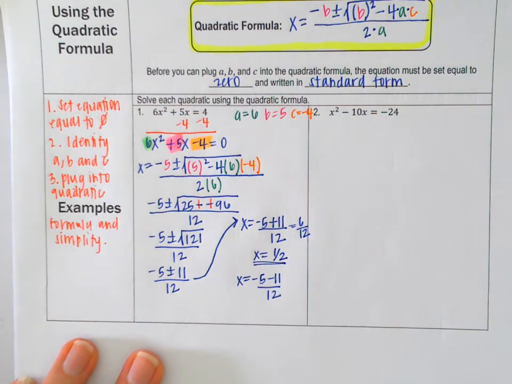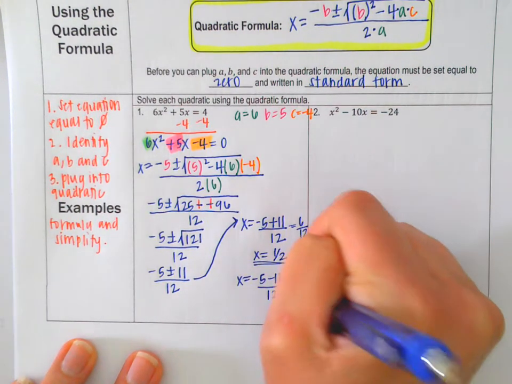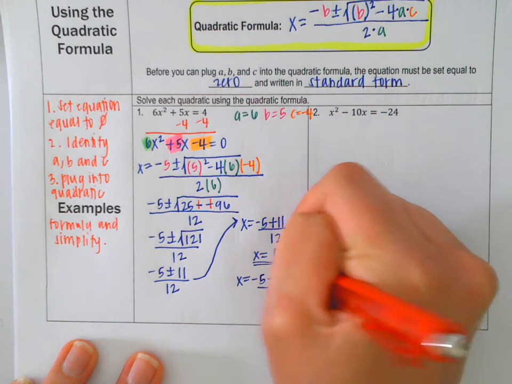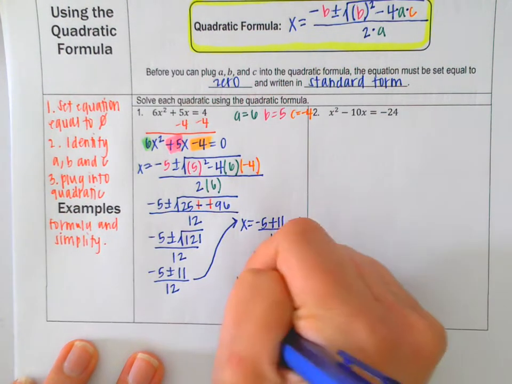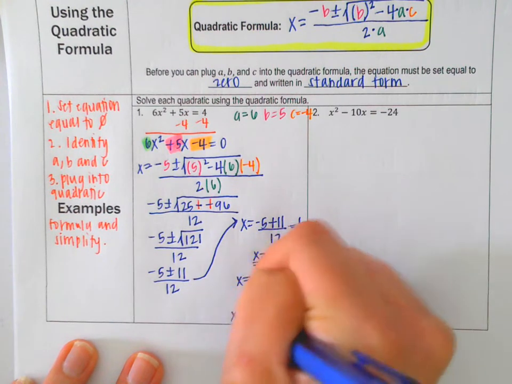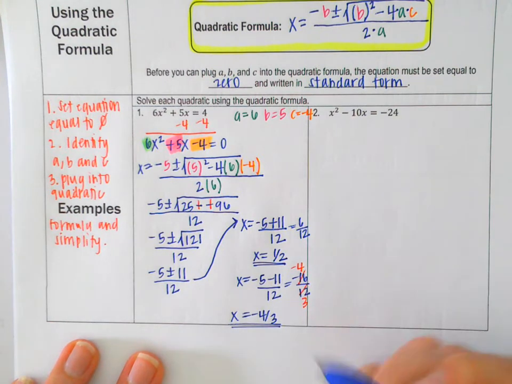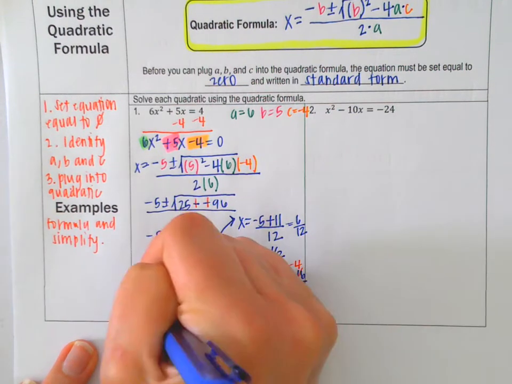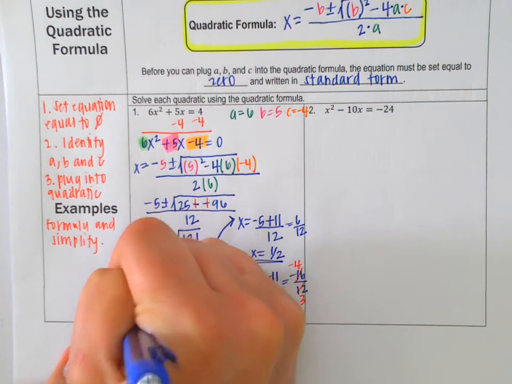And then -5 minus 11 gets me -16. -16 over 12, again, we can reduce that by dividing everything by 4. That's -4 and 3. So x is equal to -4/3. So I have my 2 solutions. And so I'm just going to write them as x equals 1/2 and -4/3.